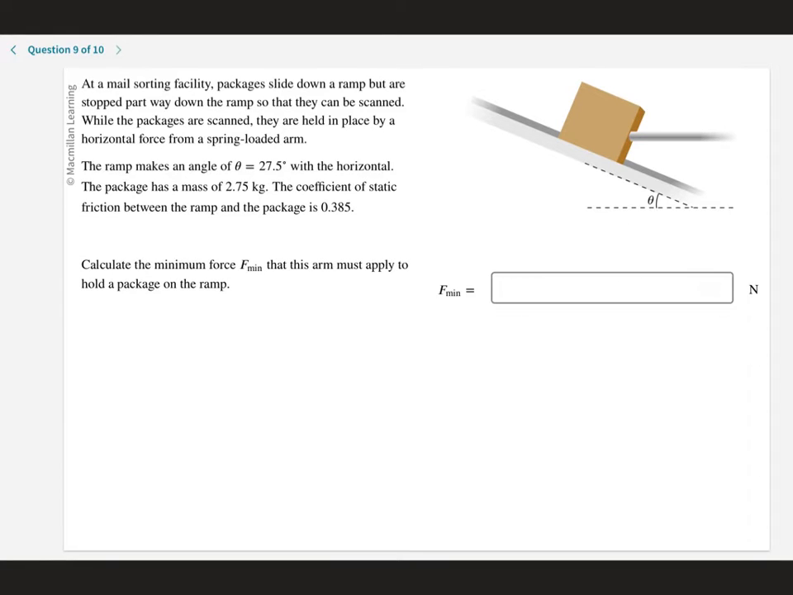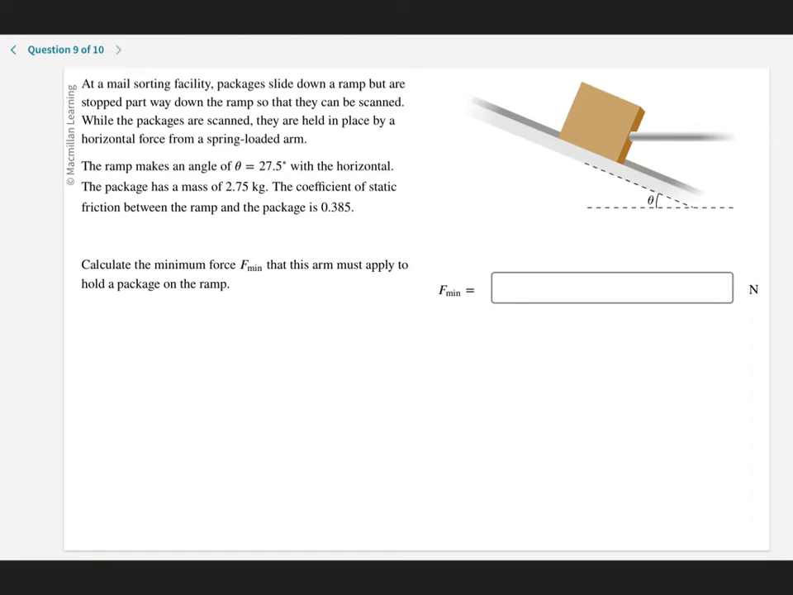Physics 101, static equilibrium homework set. Question number 9. We have a box that's sliding down a ramp. It's stopped by a spring-loaded arm. The arm applies a force that brings it to rest, and we end up at a static equilibrium. The forces are all equal because it's not accelerating.